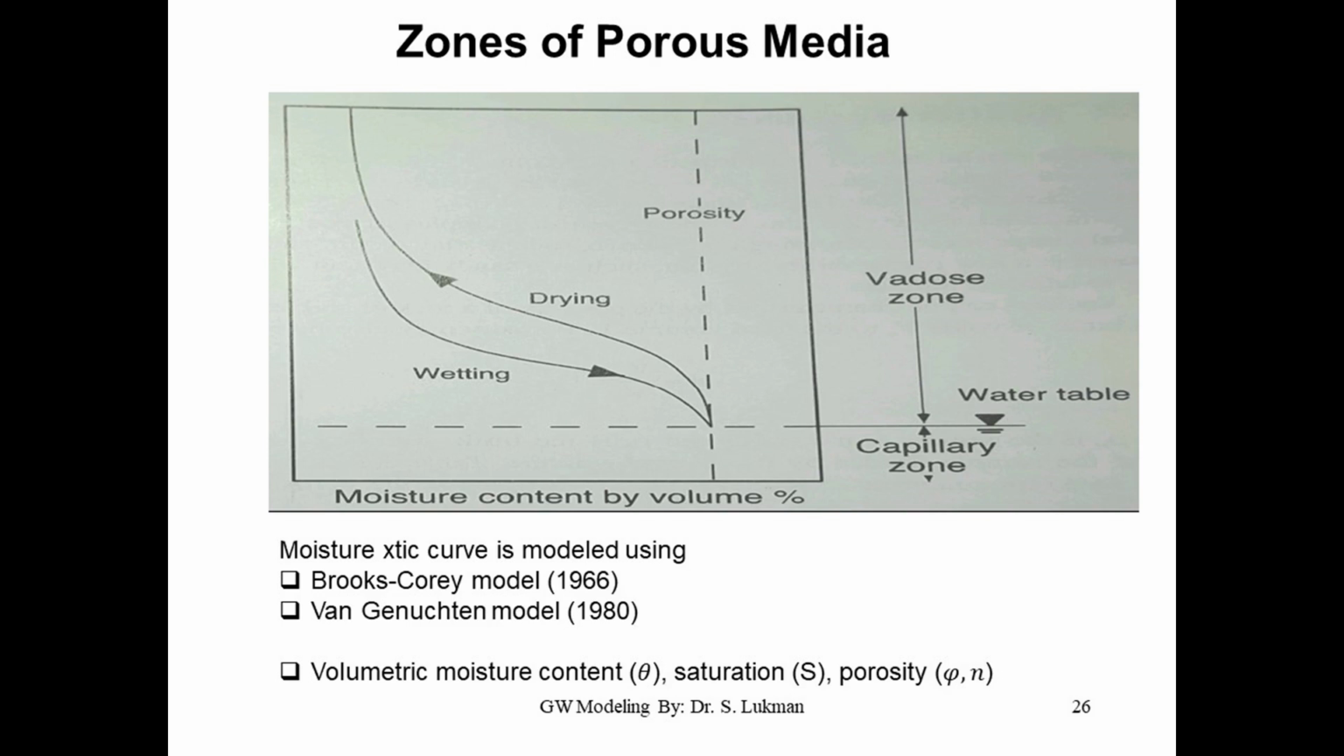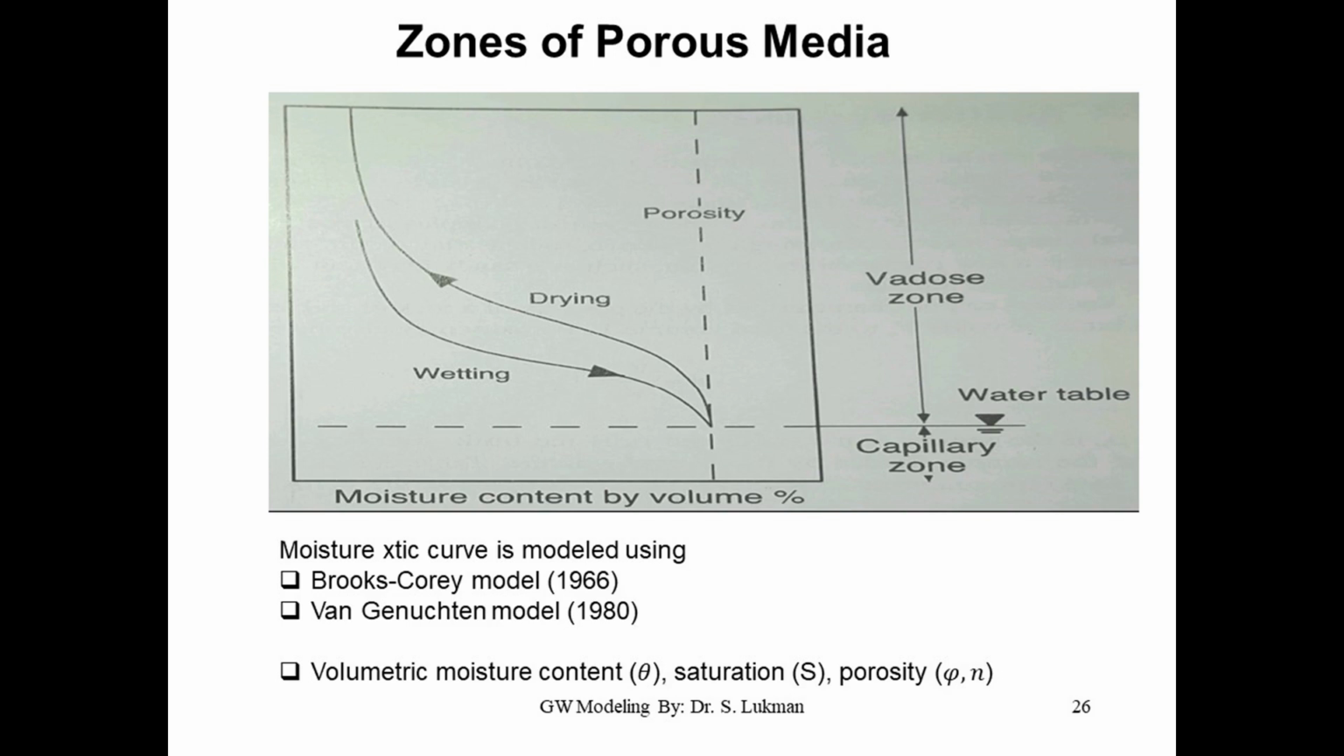Hysteresis happens because of what is called air entrapment, because in the unsaturated zone you have air being entrapped. If you keep on saturating the water, it will take that path up to saturation. But if you are extracting the water, it will not follow the same path because some air has been entrapped. Okay? And that difference is called hysteresis. We will talk probably more about that when we come to the discussion of contaminant transport.